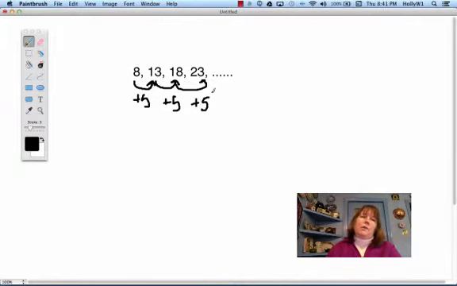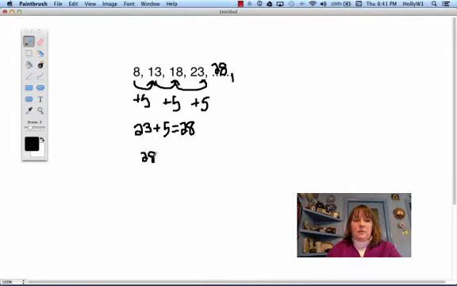Okay, so what are the next three numbers in the sequence? So we take 23, and we add 5 to it, and we end up with 28. So the next term in the sequence would be 28. To find the next term, you take 28, and you add 5 to it to get 33. So 28, now 33.